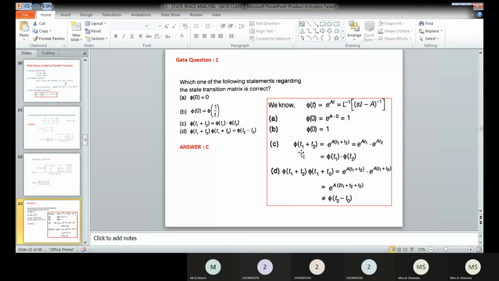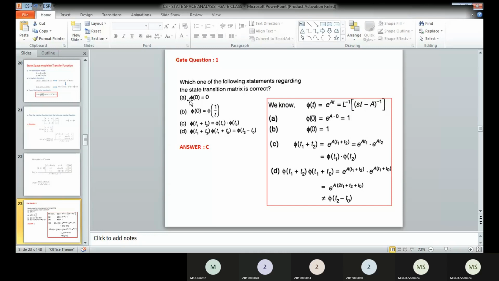Okay, and then the next property is phi of (t1 plus t2), that is e power A (t1 plus t2), that is equal to e power A t1 into e power A t2. So that is phi of t1 dot phi of t2. Okay, so here instead of this we can also write like this. So from all these things, C is relevant.